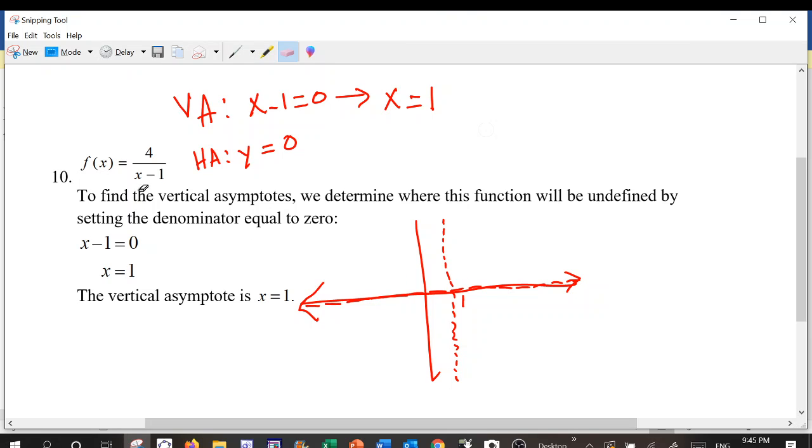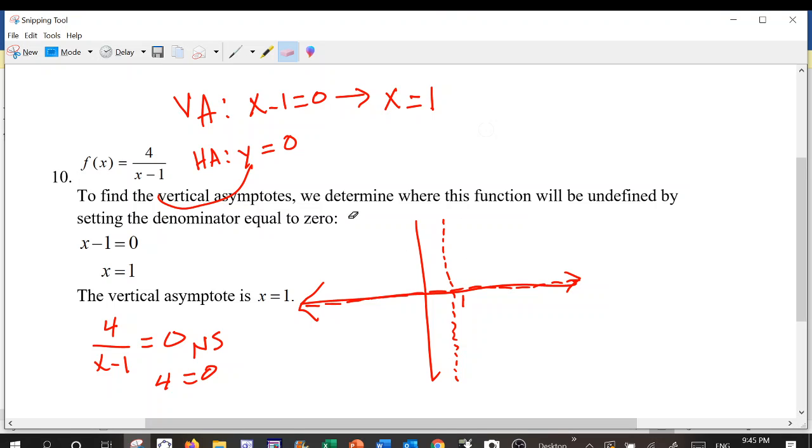Now, does it cross its own asymptote? Let's see. This is 0, this is 4 over x minus 1. If you set that equal to its own asymptote, what do we get? Well, this is not possible, because if you cross multiply, you get 4 equals 0. No solution, right? That means it doesn't cross its own horizontal asymptote. We know it never crosses the vertical asymptote, because that would mean the denominator equals 0, and you would have a fraction with a denominator of 0 and a value, which is not possible.